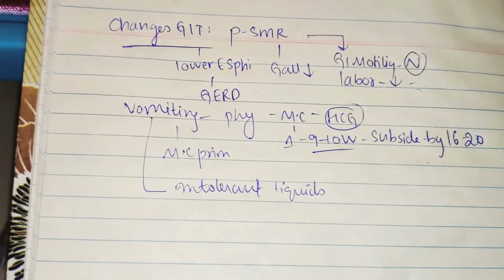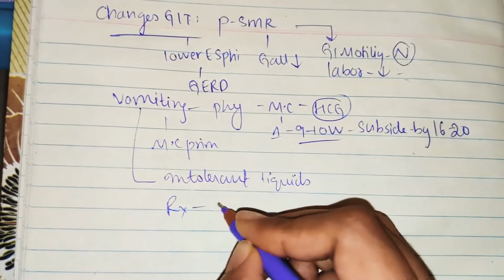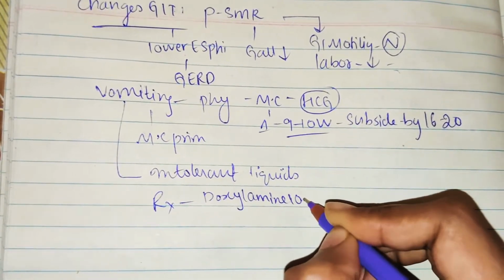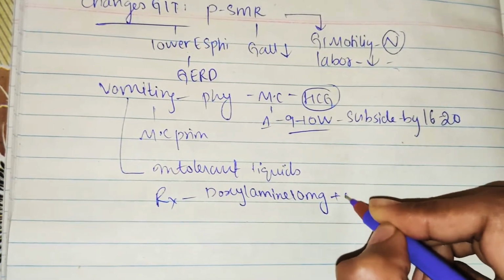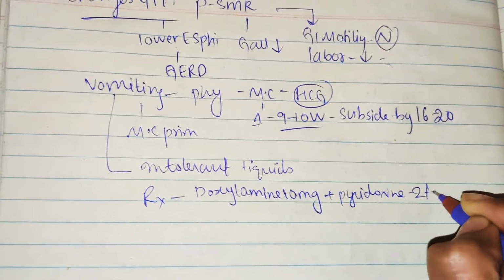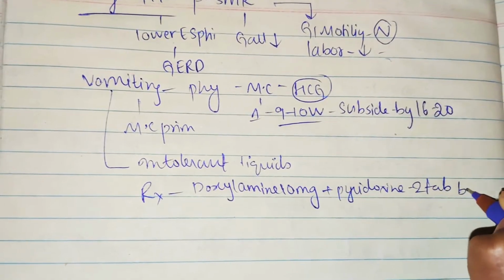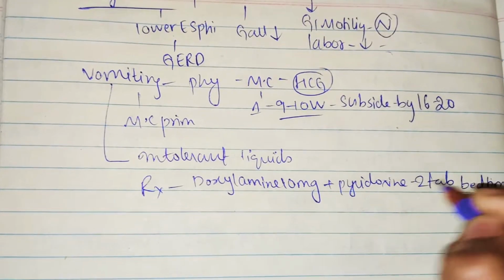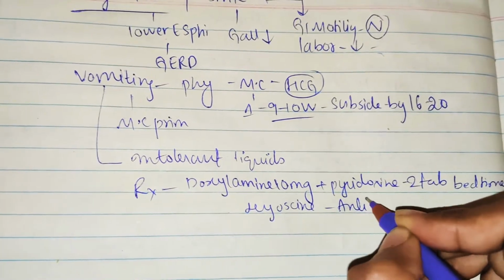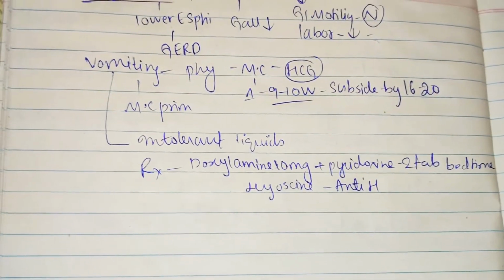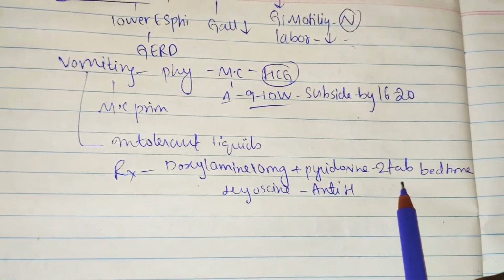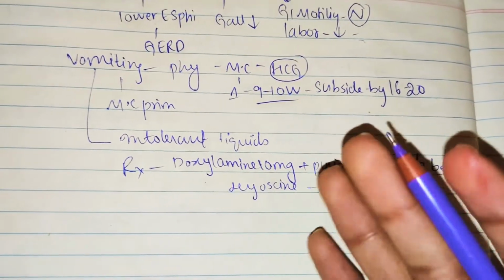It's a normal physiological condition. You can give treatment like doxylamine 10 milligrams, and also pyridoxine, 2 tablets at bedtime. Or you can also use hyoscine, an antihistaminic. So these drugs are used mainly to treat this kind of physiological vomiting: doxylamine 10 milligrams, pyridoxine 2 tablets at bedtime, and hyoscine, an antihistamine.